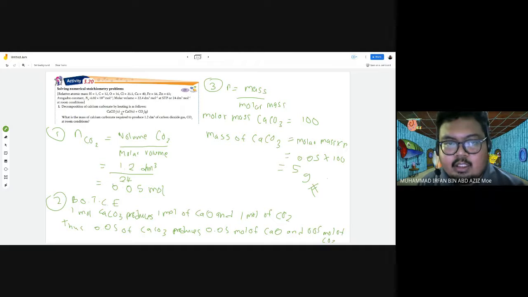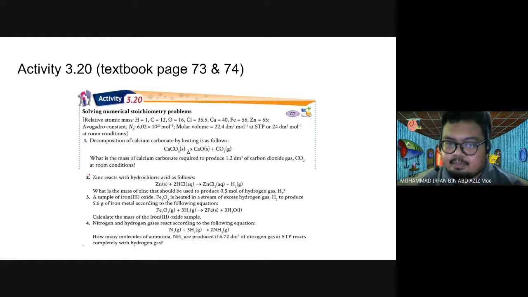Alright, kita tengok question sini. Kalau kita tengok number 2 ni, zinc react with hydrochloric acid. Ni dia suruh cari apa? Mass of zinc. Step 3 ni kita kena cari mass of zinc that should be used to produce 0.5 mole of hydrogen gas. Ni dia dah bagi dah, 0.5 mole of hydrogen gas. So based on this, dia dah bagi number of mole. You tengok dekat sini, 0.5 mole. Sini adalah 1, 2, 1, 1. So kita tengok dekat sini 1 dan 1, so dia punya ratio will be the same.